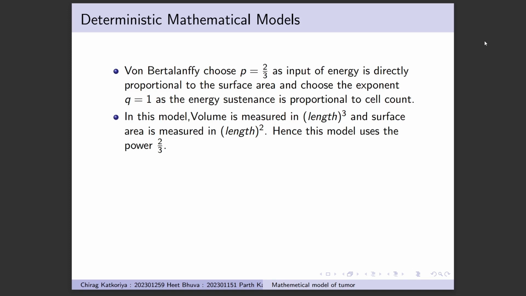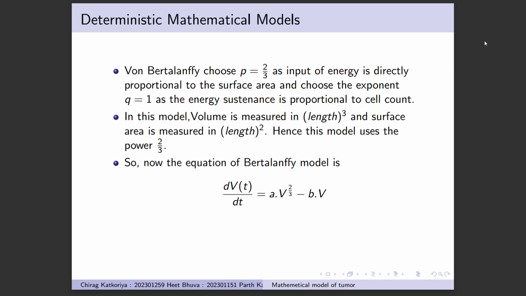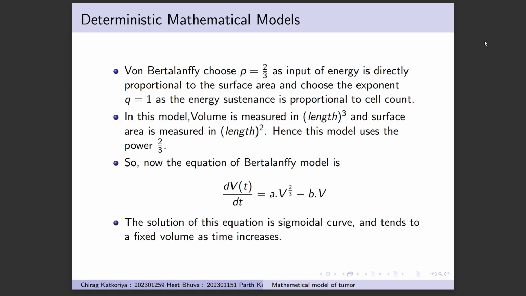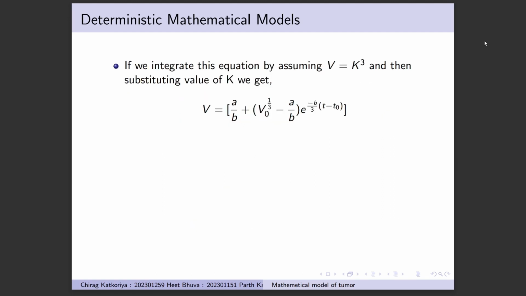And so by choosing V = k^3, the equation of the Bertalanffy model can be determined, and this is the equation of the Bertalanffy model, where if we make the derivative of V with respect to t as 0, then we will find that V = (a/b)^3 is the saturation level where dV/dt becomes 0.